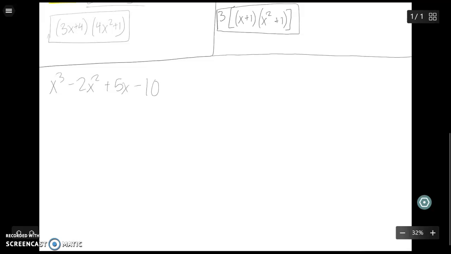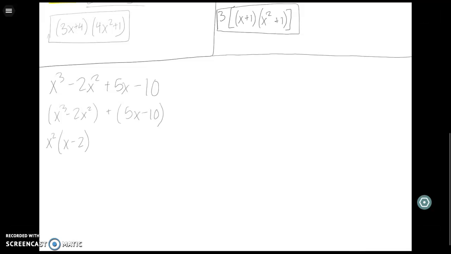So step 1, I want to search my polynomial and see if there's a greatest common factor that is greater than 1. And in this case, there's not a greatest common factor that I can factor out of all 4 of these terms. So I'm going to group my polynomial into 2 smaller polynomials that are added together. Now this first set of parentheses, I need to factor out the greatest common factor, which is x squared. So x squared, bring that out, and I'm left with x minus 2 inside.